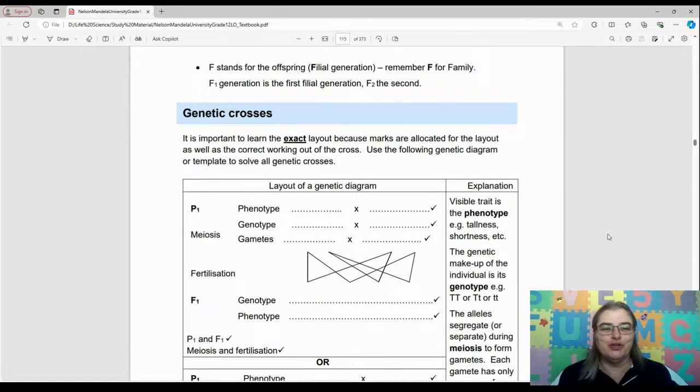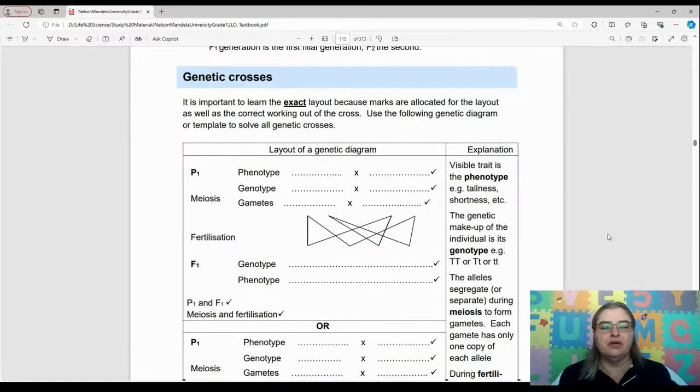Don't get confused. Okay, so we're now going to look at something called genetic crosses. So we want to know and learn the exact layout that they've got shown here, because in the exams, they give marks for all sorts of different things, and it's important that you follow the strategy and you do it structurally as they lay it out here. Okay, so this is the kind of diagram that they like. This is a genetic diagram to help you solve genetic crosses when we have fertilization occurring.